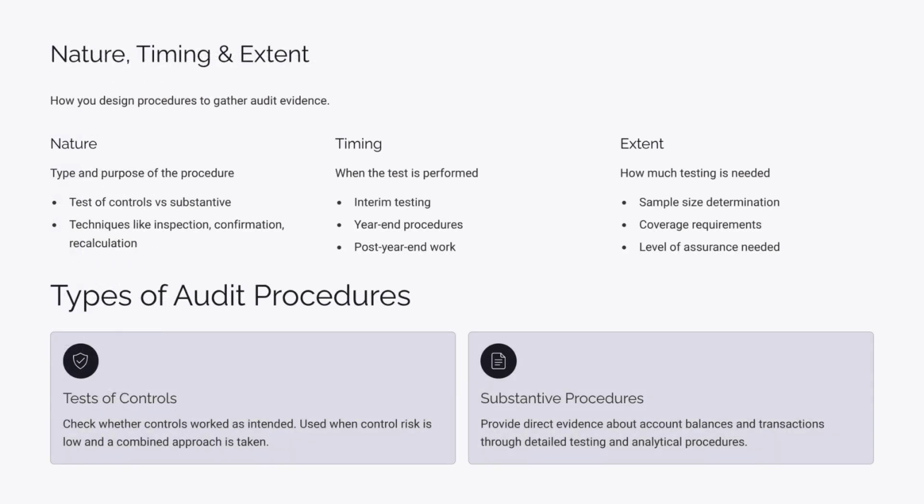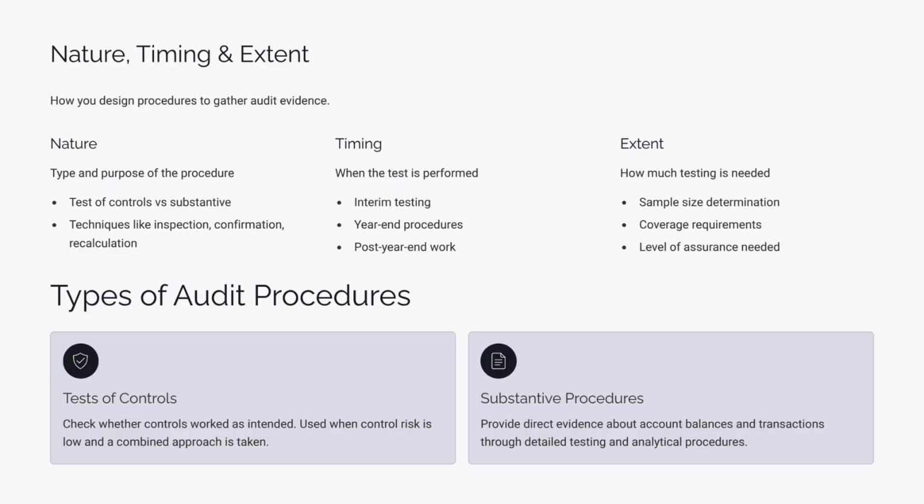3. Nature, timing, and extent. How you design procedures. Nature: the type and purpose of the procedure. Test of controls versus substantive. Techniques like inspection, confirmation, recalculation. Timing: when the test is performed. Interim, year-end, or post-year end. Extent: how much testing is needed. Sample size, coverage, level of assurance.